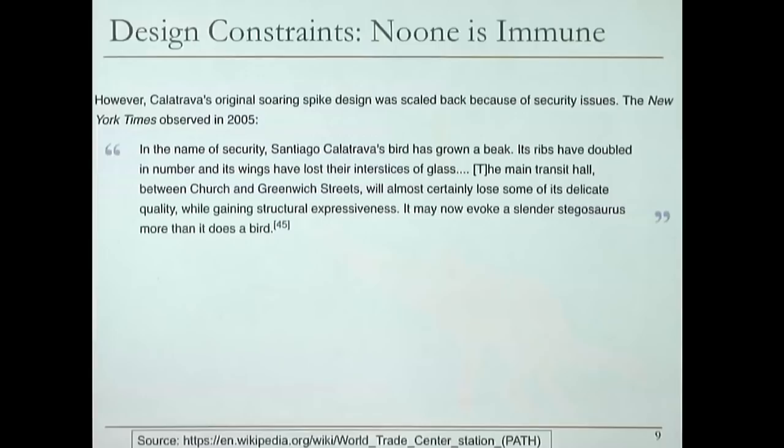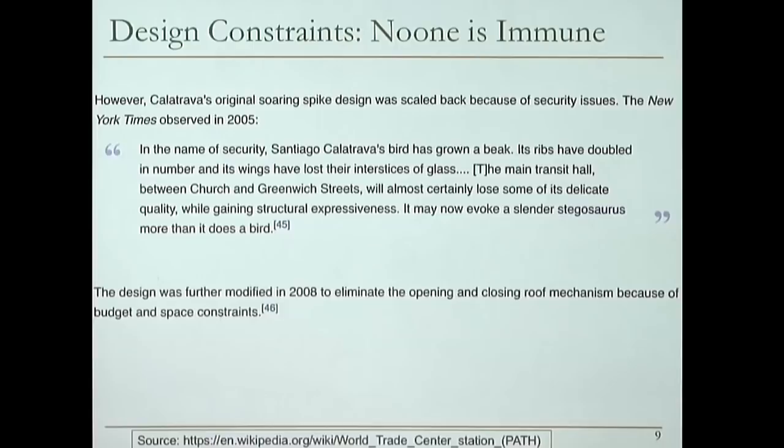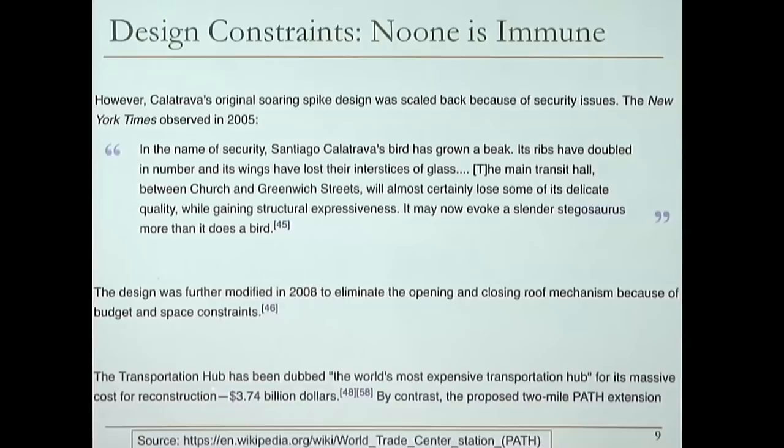Okay, but this is really a design constraint, right? And security is one design constraint that real architects have to deal with, but computing architects also have to deal with as well. And then there are more design constraints. As you can see, the design was further modified in 2008 to eliminate the opening and closing roof mechanism because of budget and space constraints. That's exactly what we have in engineering also. It doesn't change. But architecture and computer architecture are also very similar. And later, the transportation hub has been dubbed the world's most expensive transportation hub for its massive cost for reconstruction. Well, almost $4 billion. So there's a trade-off between a good architecture and costs. And a good architect balances all of these different trade-offs in the end.